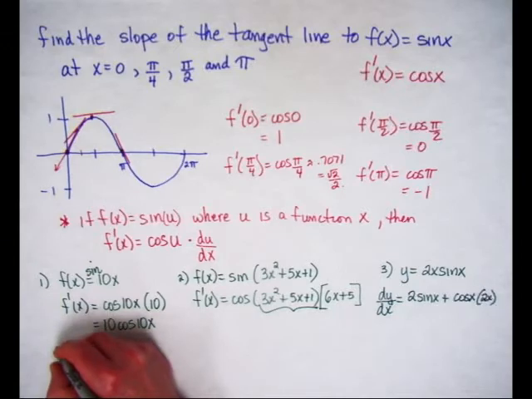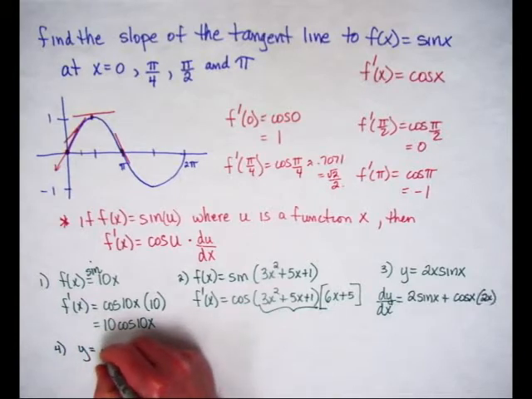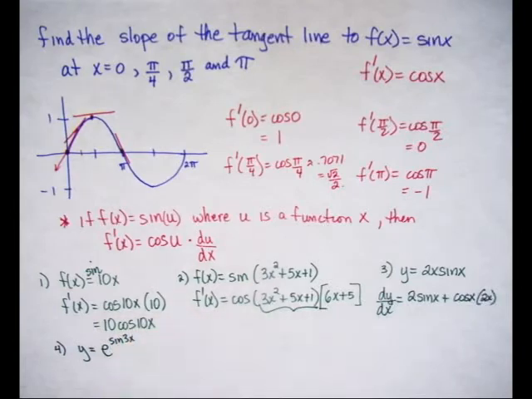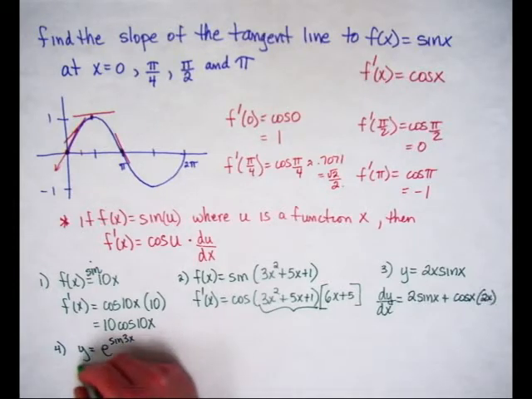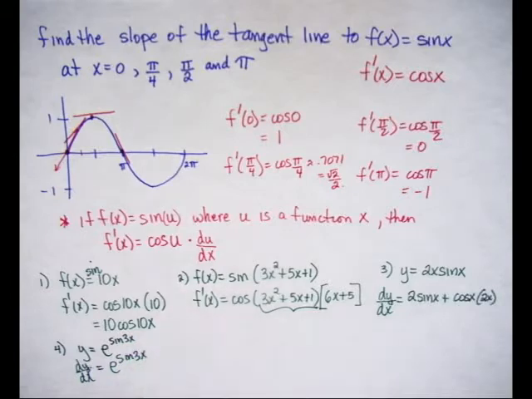We can combine some of the rules we learned in the previous section with logs and exponents. We could have y equals e to the sine 3x. A person always has to keep in mind not to forget the rules that we've learned previously. This is the natural exponential function, and you may recall that the derivative of that is itself. So the derivative dy dx would just be e to the sine 3x.